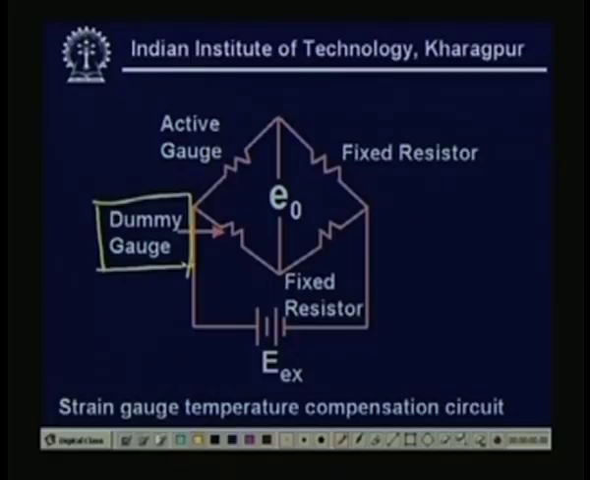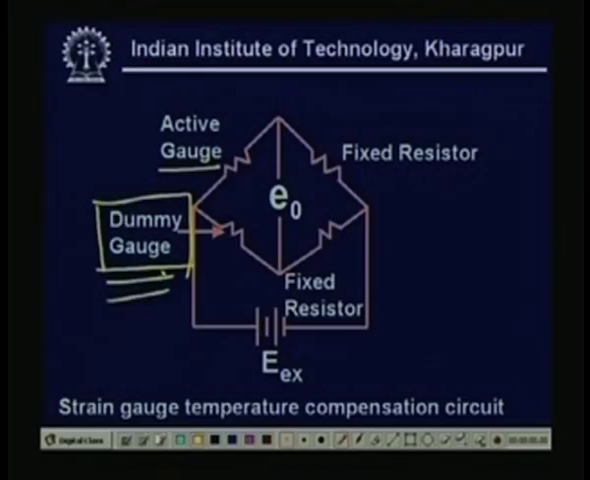These two are not strain gauges, these two are fixed resistors, simple carbon or any other type of resistor. These two are the strain gauges, whereas this gauge will be subjected to strain and this will not be subjected to strain. This will be very close to the pipe, but it is not subjected to any strain. The reason I say it should be very close to the pipe is that whatever temperature the active gauge has, this dummy gauge should have the same temperature. If I can do that, there is no problem.